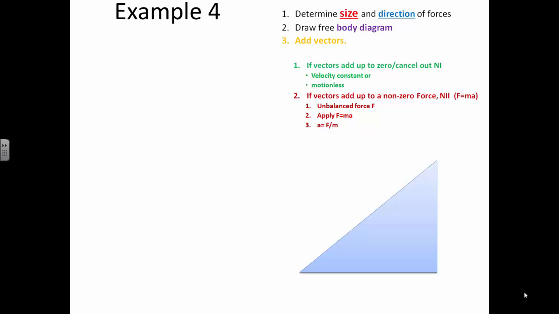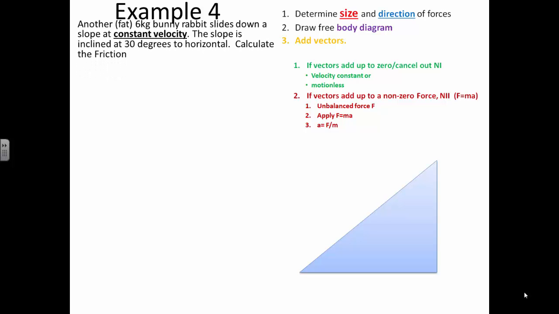The last example is the most complicated. We have another rather fat 6 kilogram bunny rabbit which slides down the slope at constant velocity. The slope is inclined at 30 degrees to the horizontal, so you must calculate the friction. Now the mass is 6 kilograms. The friction is an unknown value.